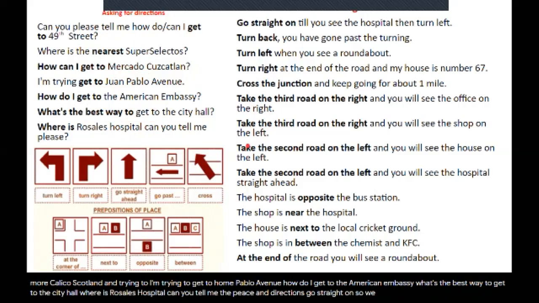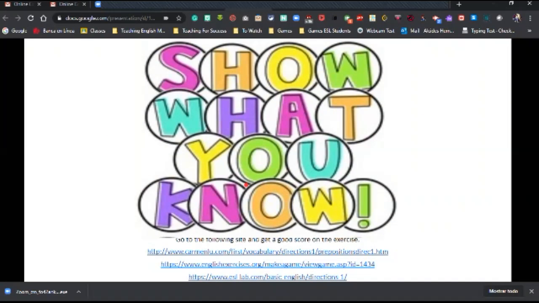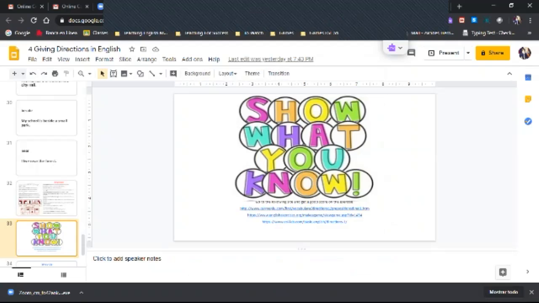So we already practiced this. Okay, we finished with that. Now, let me just check this out. Cool. Okay, as you can see, that was very easy because we were talking about directions since yesterday. We were talking about that, right? Do you remember? No? You don't remember. Okay, so that's about it with directions.